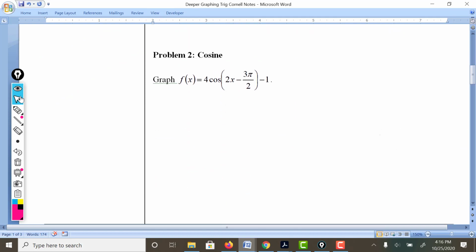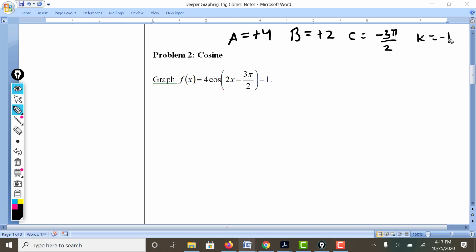Problem 2, cosine. I guess we're going to graph this bad boy. So let's do it. A is 4. Do this right. Keep your signs. A is positive 4. B is positive 2. C is negative 3 pi over 2. And K is negative 1.